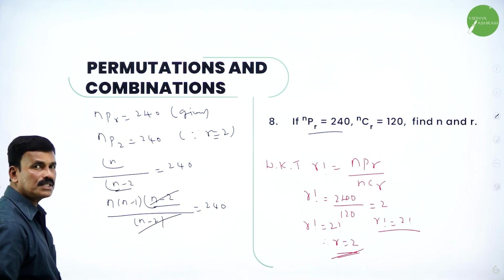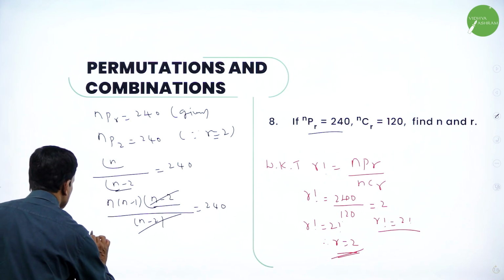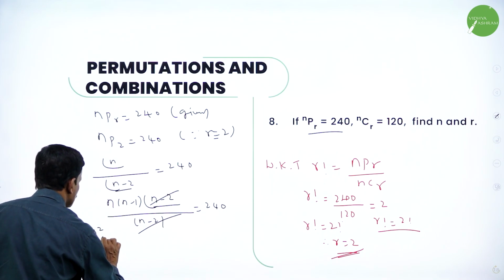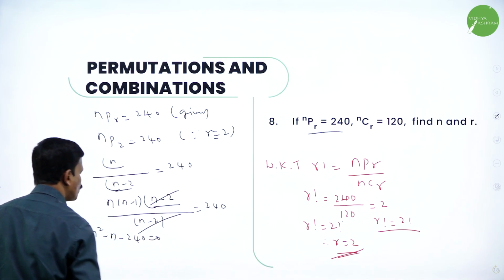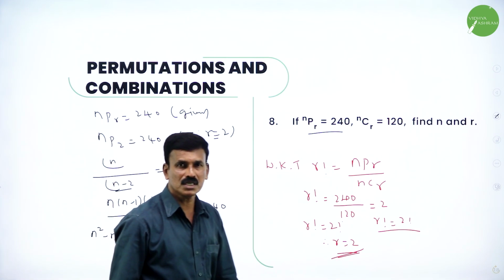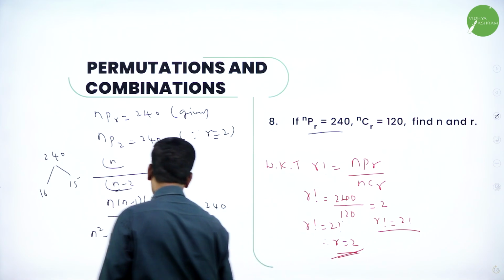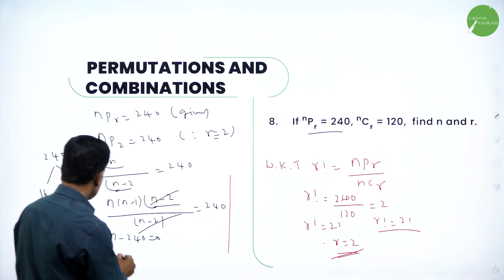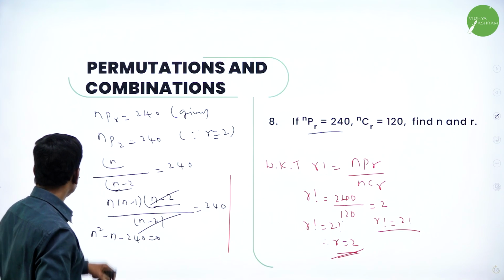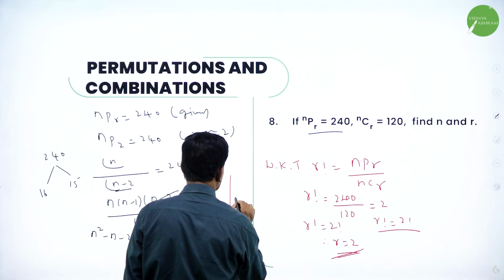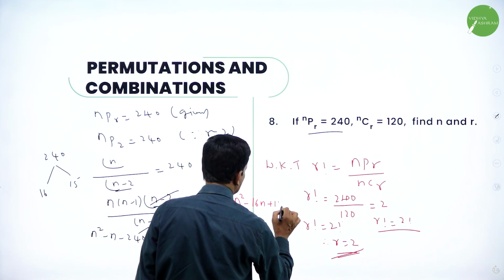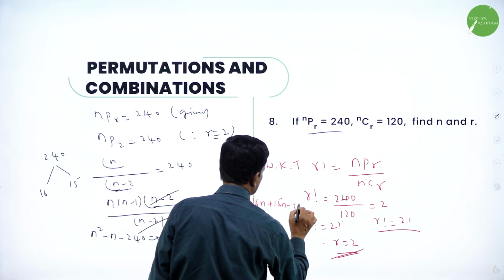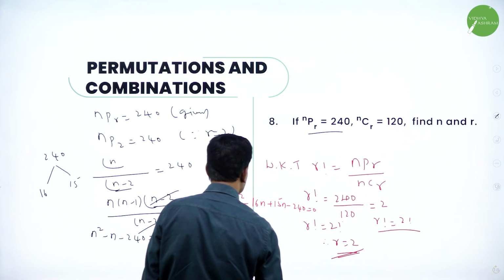What is left in the numerator? N into N minus 1. Multiply this. N into N is N square minus N. Transfer this. Minus 240 is equal to 0. A quadratic equation. Simplify this. Factorize it. This 240 can be written as 15 into 16. So therefore this can be written as N square minus 16N plus 15N minus 240 is equal to 0.